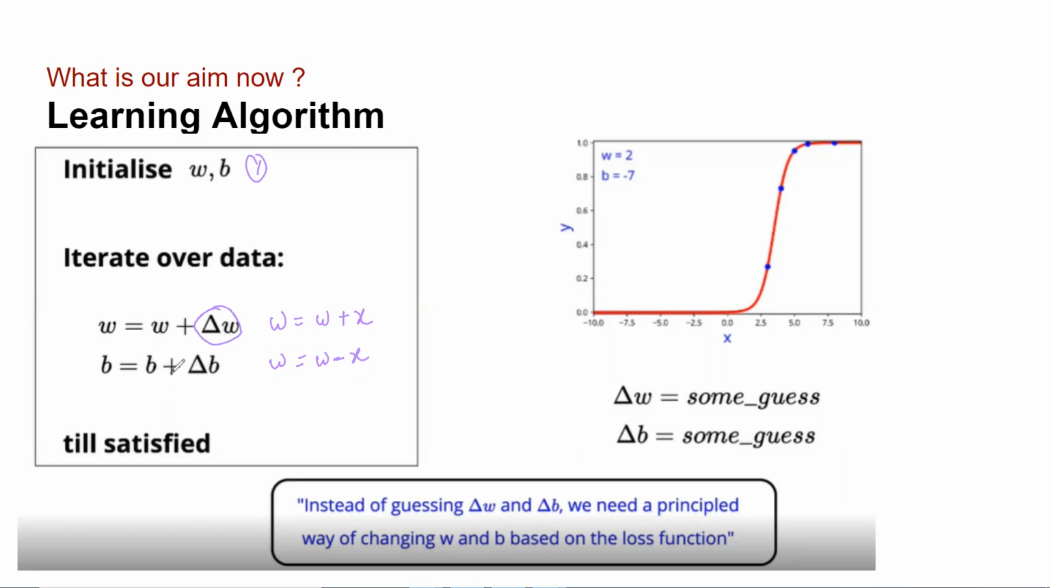So we have to make this update in B also. The small change we'll be making in B is delta B. And we have to keep on making this update until I see that my loss is not changing.